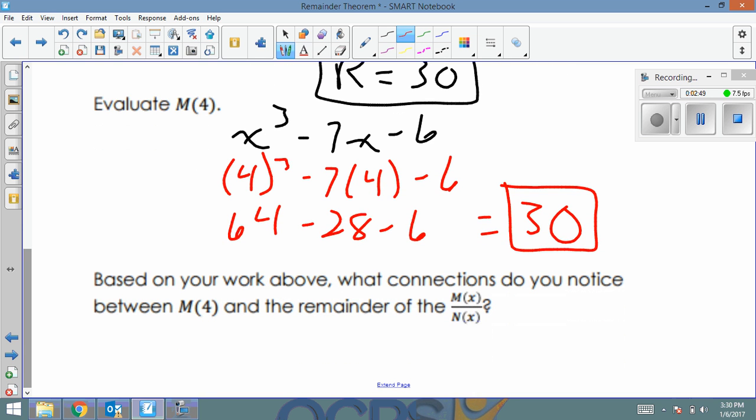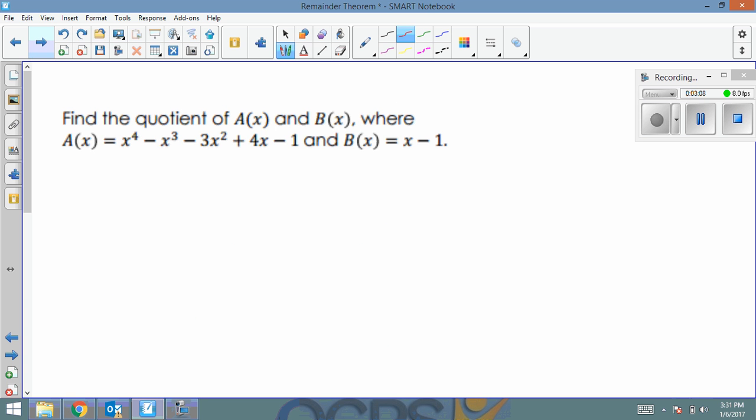Okay, so it says, based on our work above, what connection do you notice between the m of 4 and the remainder when we did the division? And we're going to write they are equal. They are equal to each other. So let's do another one.